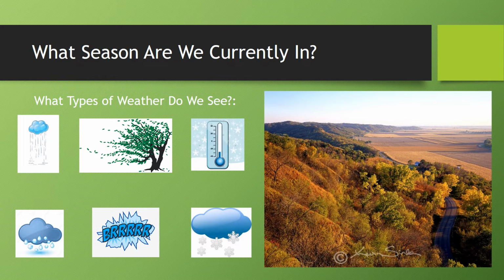So, what season are we currently in? We are currently in spring, late spring, entering summer at the end of May, June. So what kinds of weather patterns do we see in the spring, and that is normal?